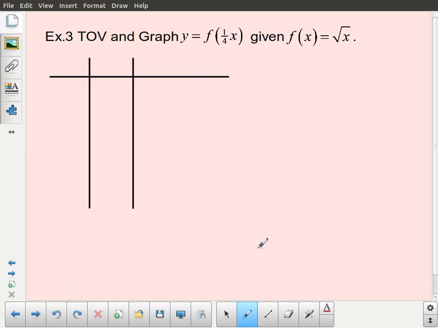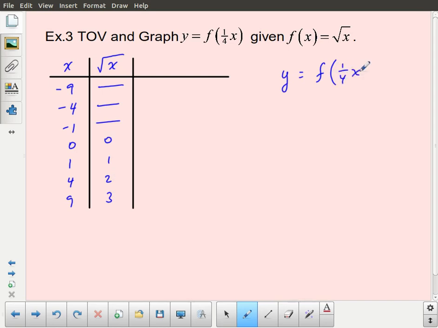Okay, so now let's go and take a look at that other case. So once again, here's x. Here's the square root of x. So -9, -4, -1, 0, 1, 4, 9. Square roots, I'm not going to take any of those negatives. 0, 1, 2, 3. Now, y equals f of 1/4 x. My function is actually square root, and wherever I add an x, I'm going to put 1/4 x.